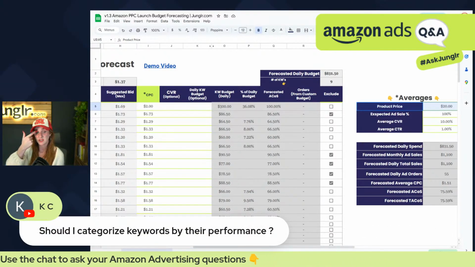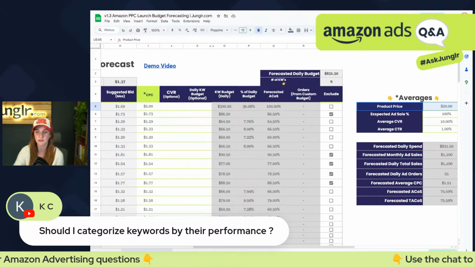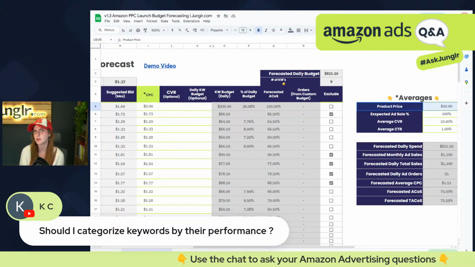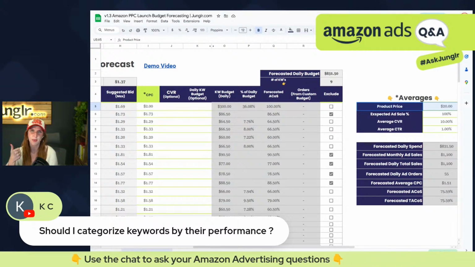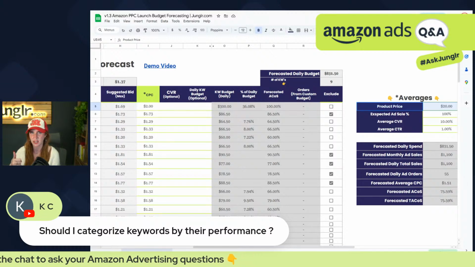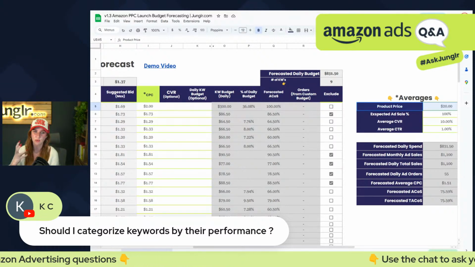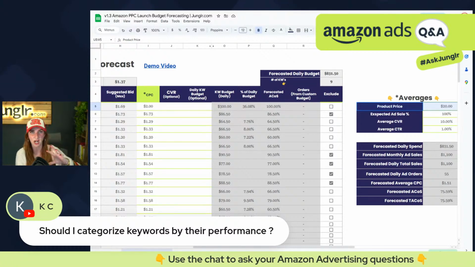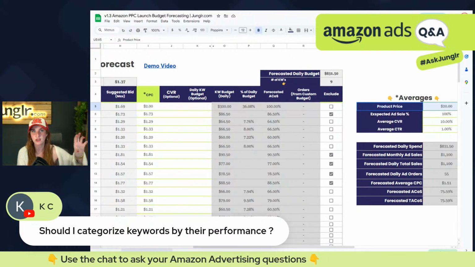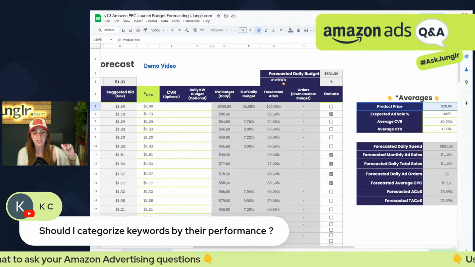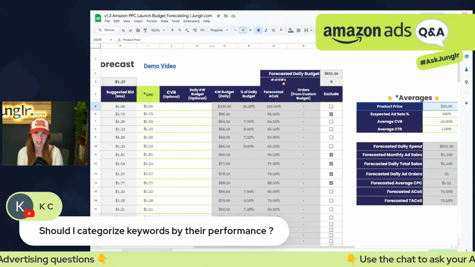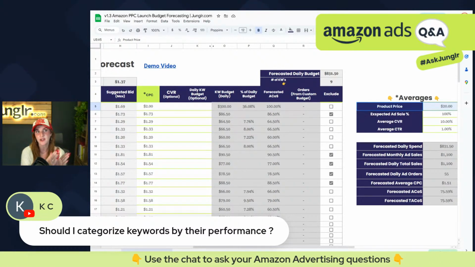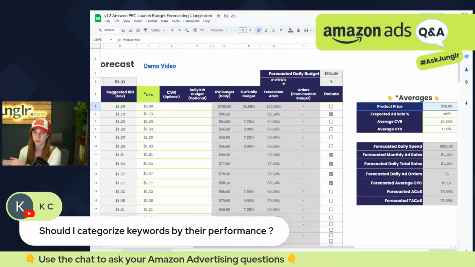All right. The question is, should I categorize keywords by their performance? That's a good question. I would want to categorize keywords based on which parent ASIN I'm advertising using those keywords. That's the way in which I want to see it, because to be honest, if all you look at is your advertising performance and you're not connecting that back to the actual product performance, you can end up making some incorrect advertising decisions that, while if you're only looking at the ads in isolation may make sense, they're not going to make sense from a product growth perspective.